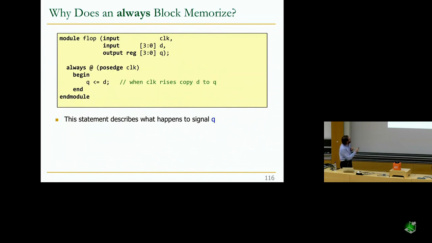Okay, we've discussed this basically. This statement describes what happens to signal Q over here. But what happens when the clock is not rising, right? Not at the positive edge of clock.